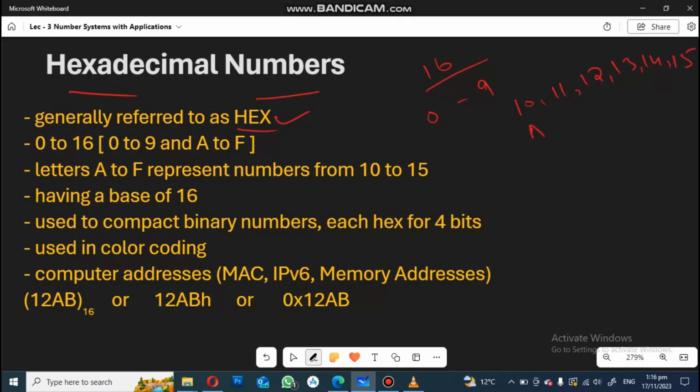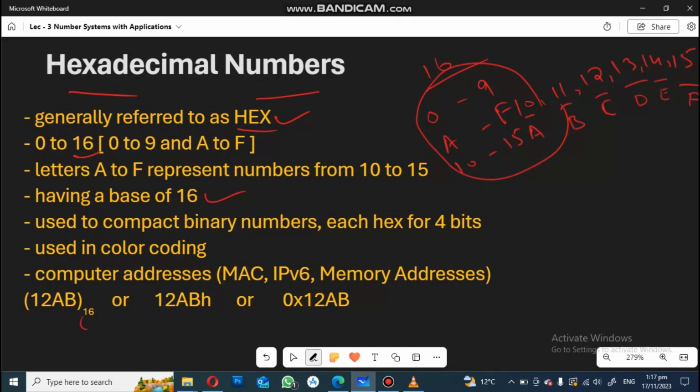We are going to name them: I can use the name A for 10, B for 11, C, D, E and F. So we can say that these numbers are from 0 to 9 and A to F, which means 10 to 15. As we discussed in the beginning, we are going to have 16 possible values here. So these will have the base of 16, as you can see here.